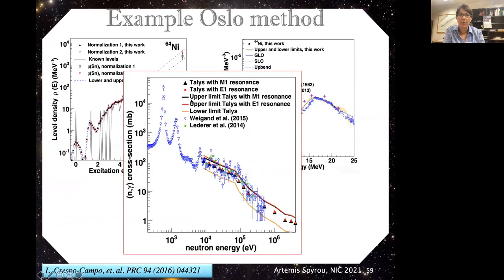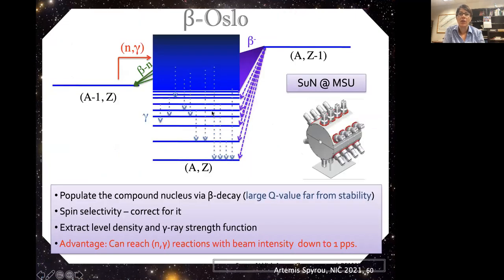I showed an example, so I'm going to skip this slide. The variation we came up with is called the beta Oslo method. Instead of using a reaction to populate the nucleus that you're interested in, we are using beta decay. The advantage of beta decay is that every single nucleus that you implant into your setup will decay. So if you have a beam intensity of 1 particle per second, then after an hour, you already have 3,600.